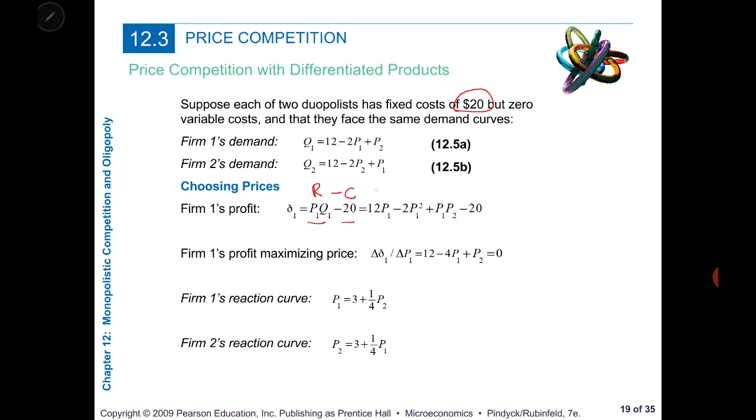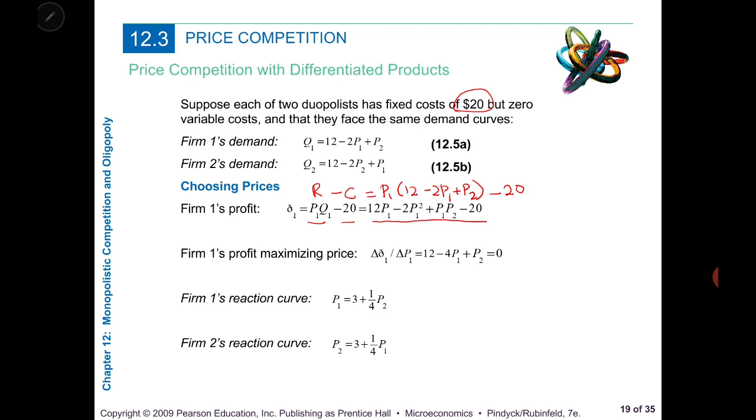Revenue is P1 Q1, and P1 Q1 means they must break up Q1, so P1 must multiply with everything in Q1 and then minus 20. So the result of that is this.